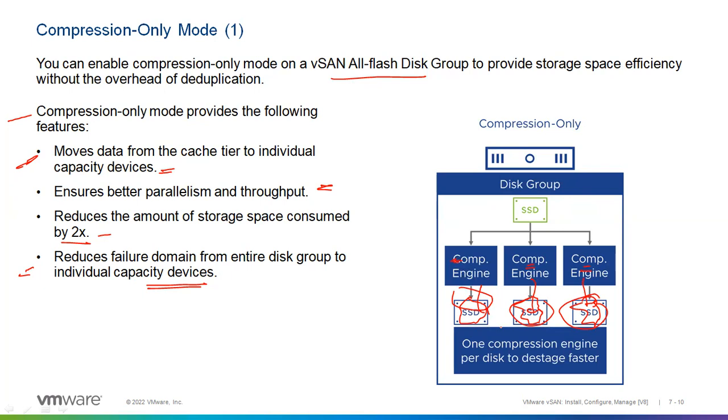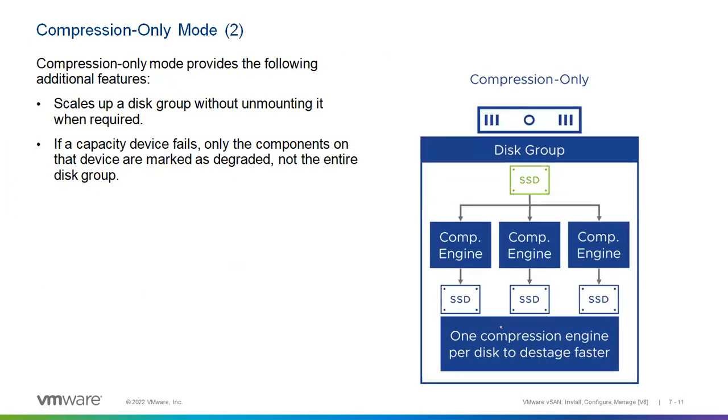Not fault domain. Don't get confused, fault domain is a different thing. We apply fault domain at the cluster level, and we have to select the nodes per fault domain. So you can scale up a disk group without unmounting when required. If a capacity device fails, only the components on the device are marked as degraded, not the entire disk group, when we are using compression only.